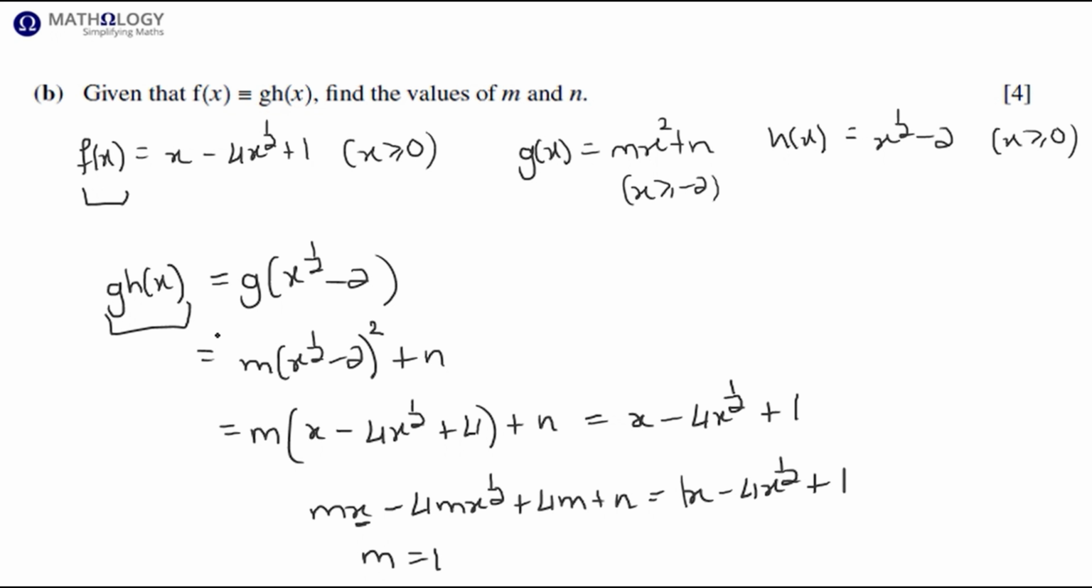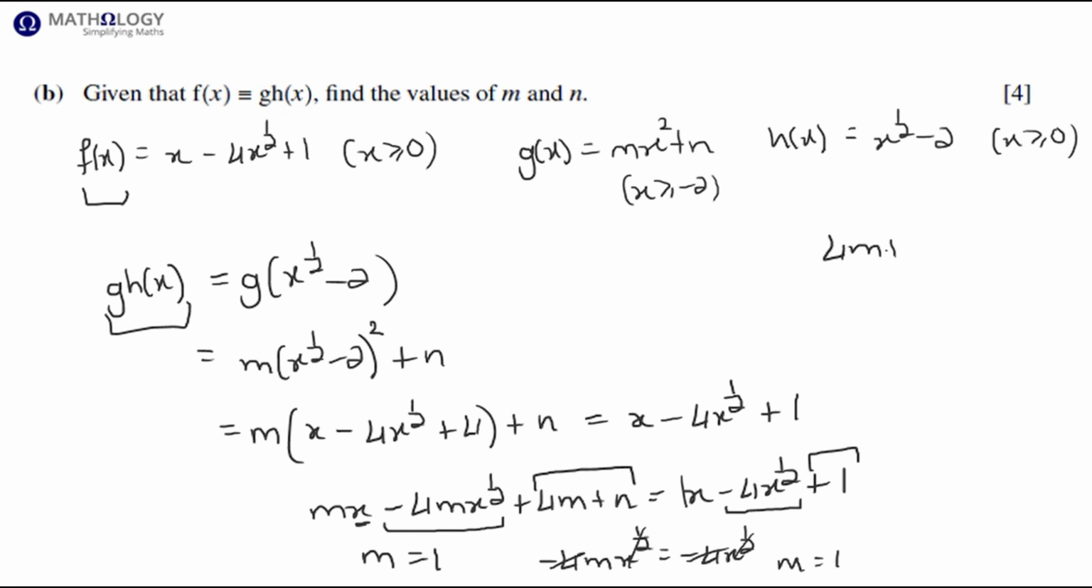If we now compare the second term, minus 4mx to the half, to minus 4x to the half, clearly if m equals 1, we're going to get exactly the same term. So it just confirms the fact that m equals 1. Minus 4mx to the half equals minus 4x to the half, so these terms will cancel. So m equals 1. And then the constant term, 4m plus n, will equal 1.